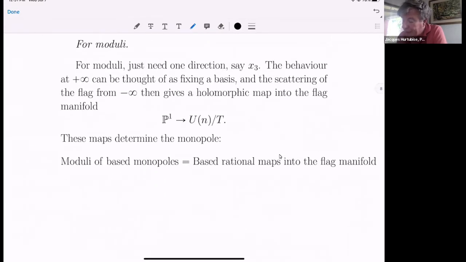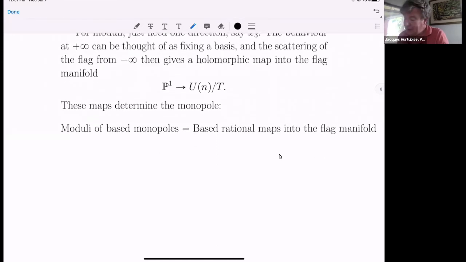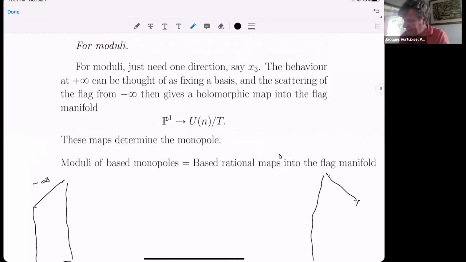For the moduli, of course, you just need one direction, right? Because that's this principle of fixing one complex structure. So you just need these flags, or this scattering, or this intersection of flags in one direction. And the way you can think of this is as follows: that you're starting out at -infinity, and you're looking at what's happening at +infinity. Oops, sorry about that.